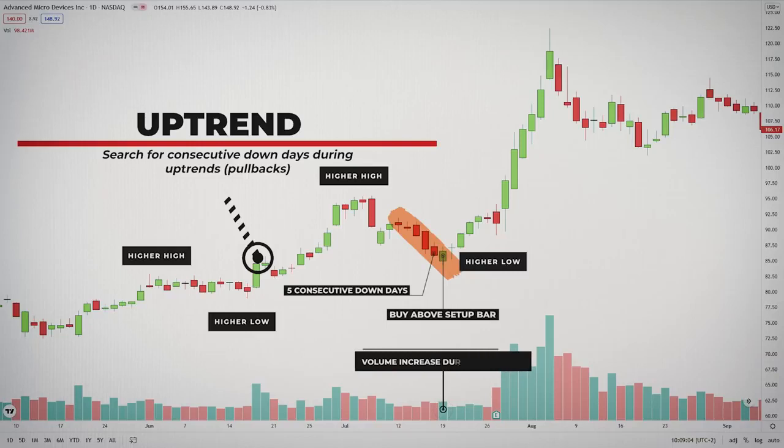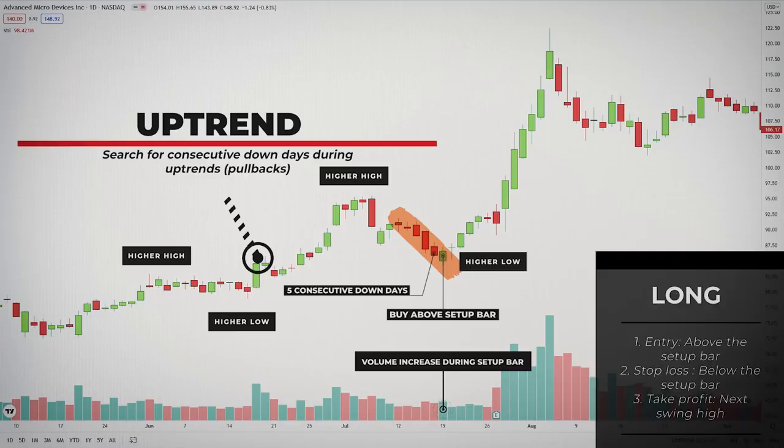Observe the slight increase in volume. Ideally, I would want the volume to be even higher to show the dominance of the bulls. We bought the next day, a tick above it. The stop loss is always below the setup bar. You can take profits in several ways.